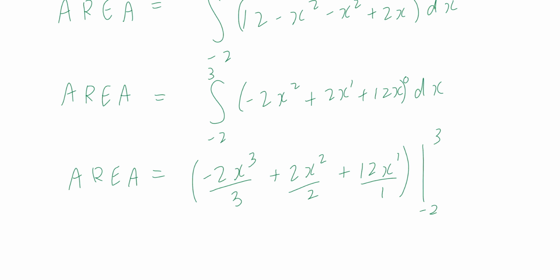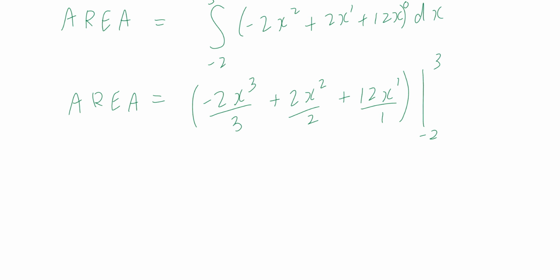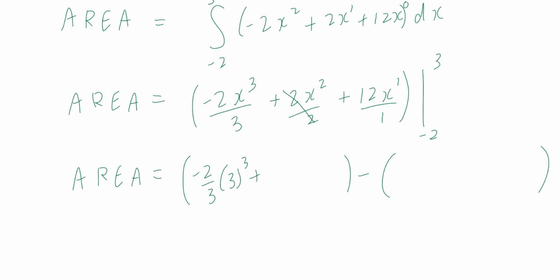I'm going to put this in brackets. Now, to evaluate this, all you're doing is you're going to plug in the final minus, you plug in the initial. So first, we're going to plug in 3. I'll set up 2 brackets, just like that. If you plug in 3, make this cube, plus, this is, by the way, x², so 3 squared, plus 12 times 3. Then you're going to plug in -2. So -2 over 3, plug in -2 in brackets.